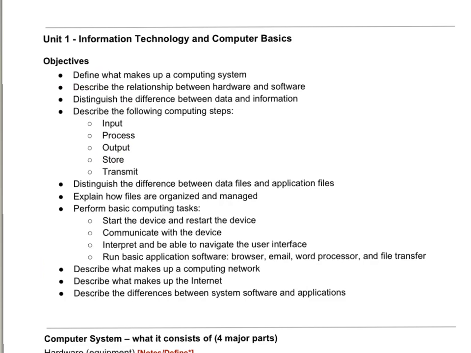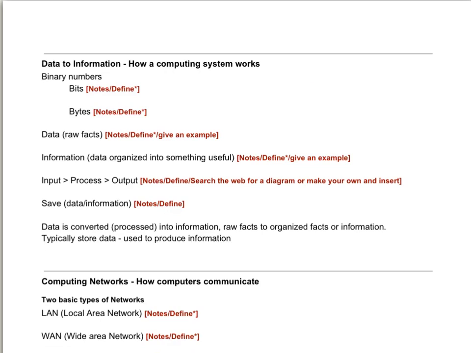We've covered what makes a computer system. We've talked a little bit about hardware and software. And today we're going to talk about data, distinguishing between data and information. So we've already talked about computer systems, and today we're going to talk about bits and bytes, data to information.